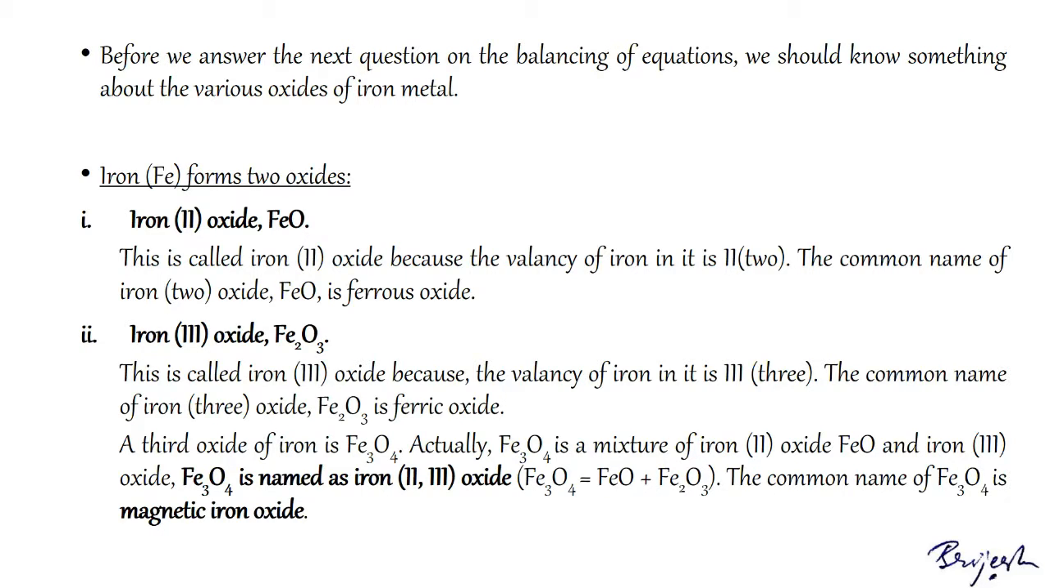Second, iron 3 oxide, that is Fe2O3. This is called iron 3 oxide because the valency of iron in it is 3. The common name of iron 3 oxide Fe2O3 is ferric oxide. A third oxide of iron is Fe3O4. Actually, Fe3O4 is a mixture of iron 2 oxide and iron 3 oxide. So Fe3O4 is named as iron 2, 3 oxide. The common name of Fe3O4 is magnetic iron oxide.